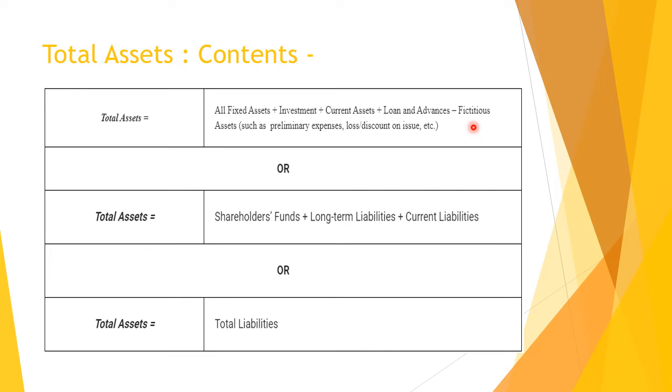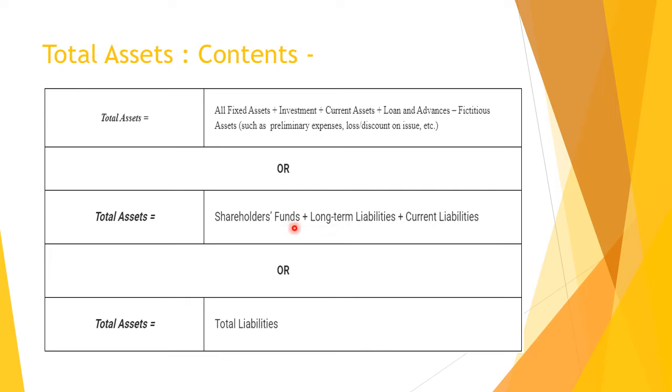Now at times in the question you might be given the liability items. So remember one thing, balance sheet is always the same, total assets equal total liabilities. So even if total liabilities are given, then also you can apply the formula, total assets equals total liabilities. And if liability items are given, then shareholders' fund plus long-term liabilities, both of them include what come under the heading of non-current liabilities, plus current liabilities. So this is how total assets can be calculated. It can be through the asset approach, it can be through the liabilities approach also.